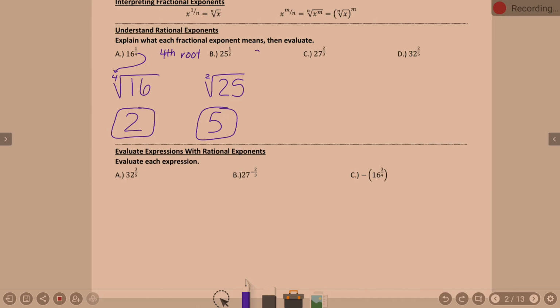And I guess in my notes, maybe I did write a little bit of words in here because I did write it as square root, but I don't have words written on the next two.